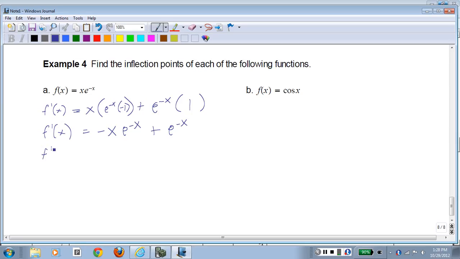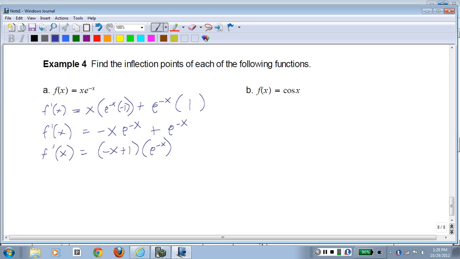So just factoring here, f prime of x, no derivative yet, would be negative x plus 1 times e to the negative x, I guess with or without the parentheses around the e to the negative x. Those aren't a big deal. But of course we need them around the negative x plus 1.